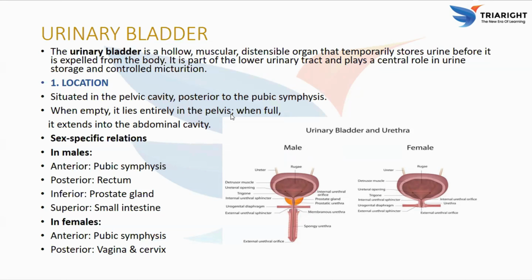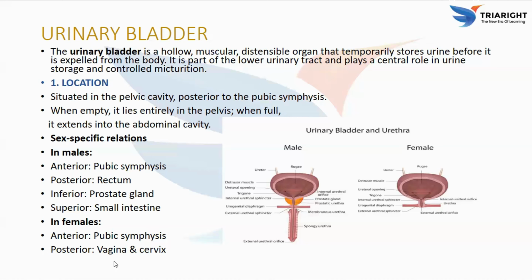So where is it located? The bladder lies in the pelvic cavity. It is positioned just behind the pubic symphysis, which is the front bone of the pelvis. When it is an empty bladder, it stays completely in the pelvis, small like a collapsed pouch. If it is a full bladder, it expands upward into the lower abdominal cavity, and this is why a full bladder can be felt in the lower abdomen. So the bladder behaves like a balloon, small when empty and large and rounded when full.